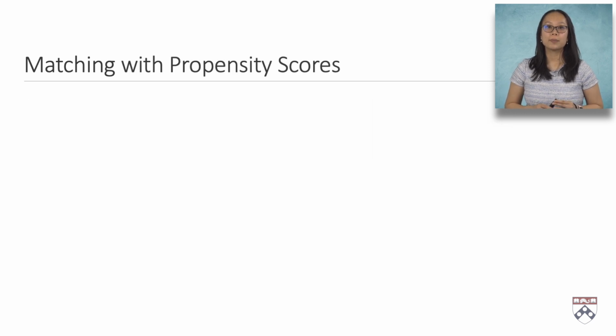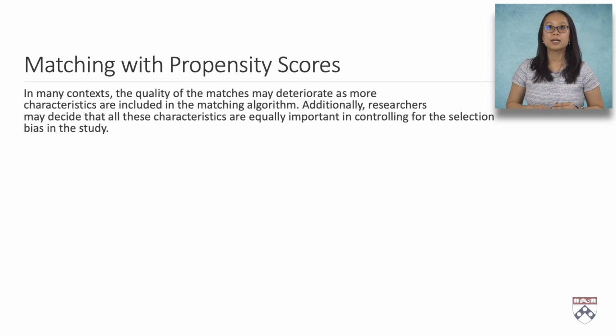Now, matching can be done with characteristics or features directly. So if you were to match two students, for example, based on the location of their school, or based on their age, or based on their background, that's one source of matching. In many contexts, the problem is that the quality of the matches can deteriorate as we're including more and more characteristics into the matching algorithm. And additionally, researchers may decide that all of these characteristics equally matter. So there might not be a situation where the researcher can really select which features matter and determine that they all matter.